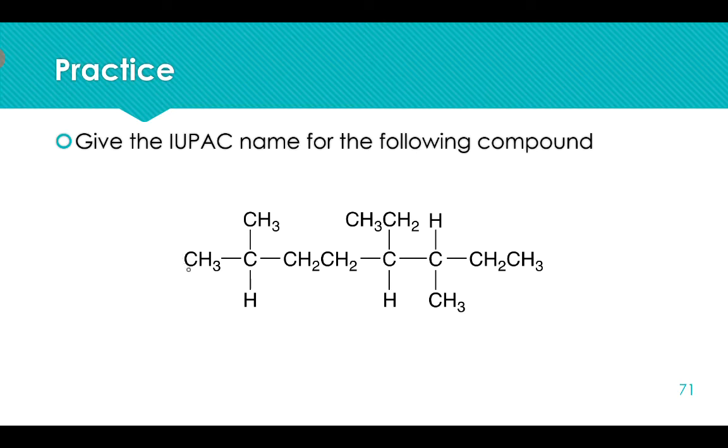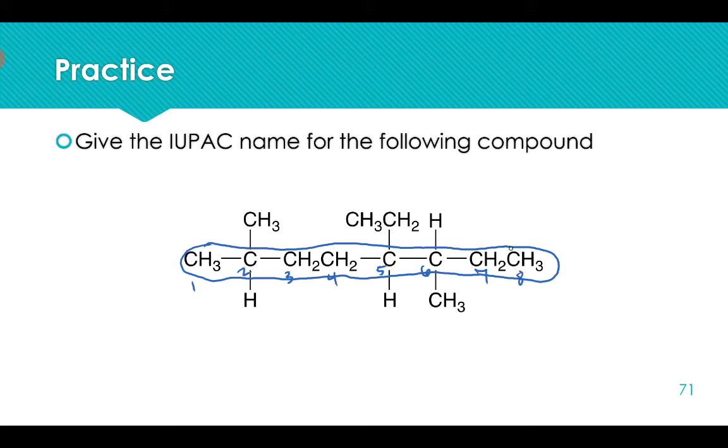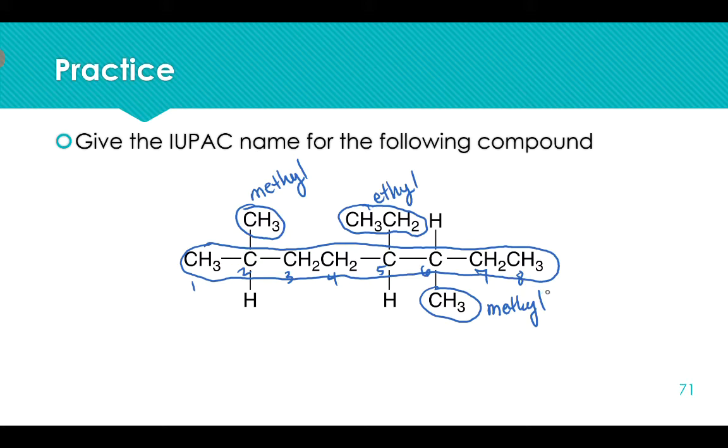Alright, let's go over this. I see a rather long chain going straight across right here. 1, 2, 3, 4, 5, 6, 7, 8. There's a branch here, that's a methyl. This is 2 carbons long, and so that's an ethyl. And then this is also a methyl. And so each carbon here is getting accounted for once.